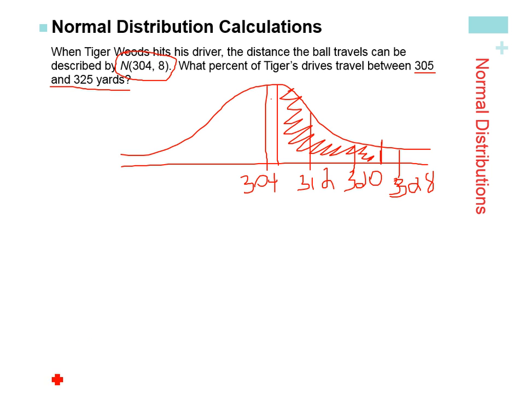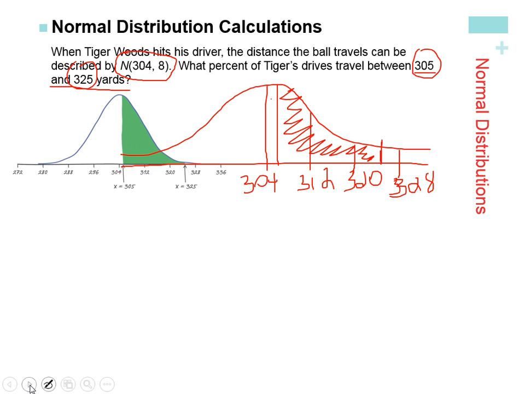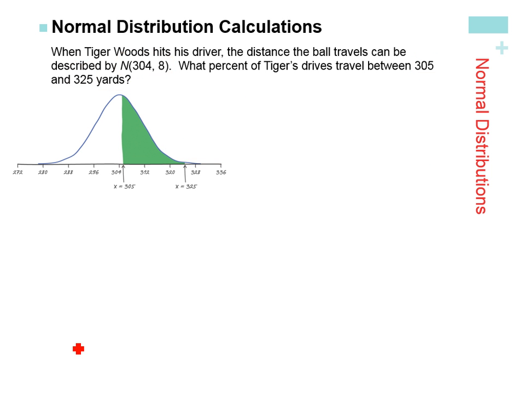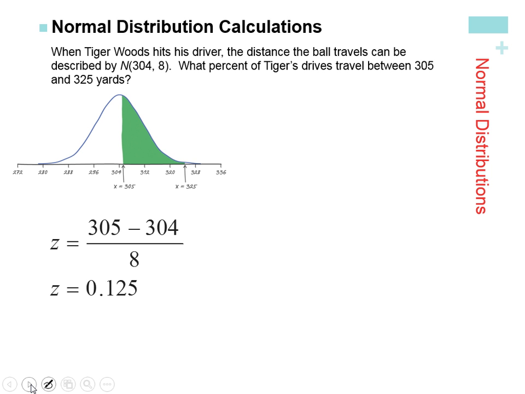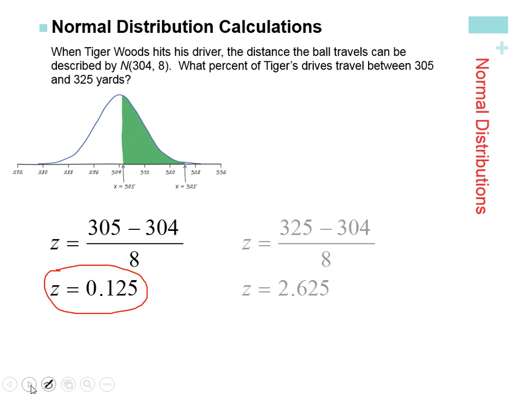So once again, I have to find the z-scores, but now I have to find the z-scores for both 305 and 325. So when I do that, and here's a better picture of that there, here's the z-score for 305. So I'm going to do 305 minus the mean divided by the standard deviation. So that's the z-score for 305. And then I want to do the z-score for 325.